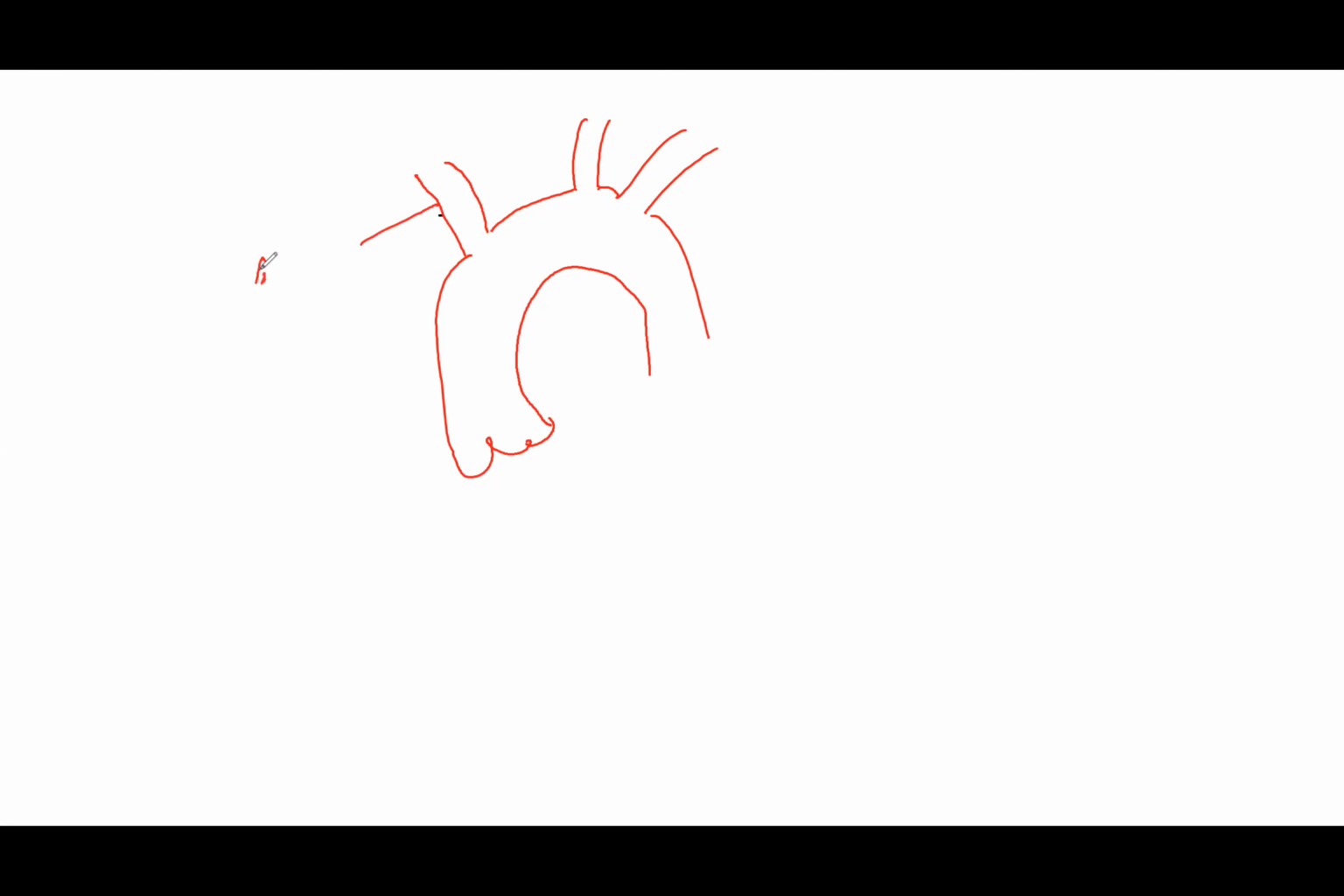So just to illustrate, can you see the whiteboard? Yes. So in a usual aorta, you have 3 branches. Okay, this is the aortic valve. This is the innominate artery. And then this is the left carotid artery, and the left subclavian artery.